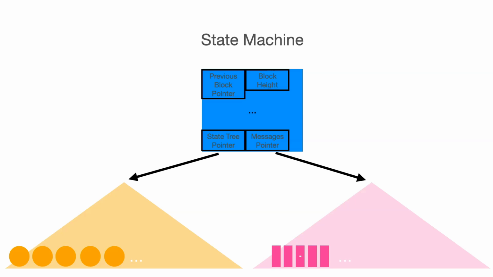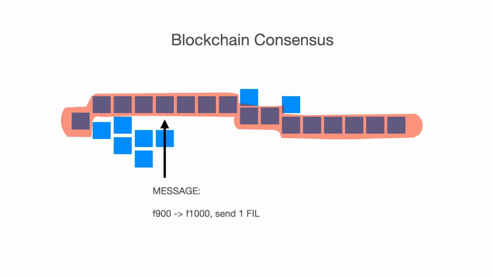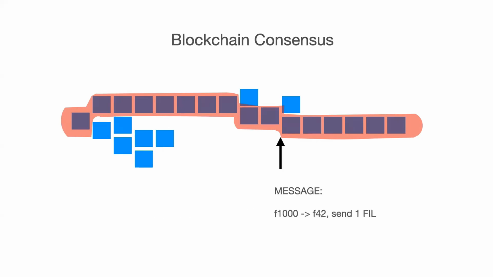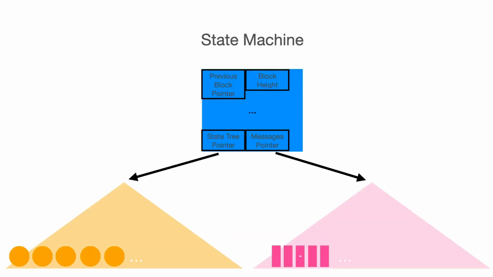And every block contains some amount of messages which transition the state from the state before the block to the state after the block. And if we go back to the payments example, each message is what is actually causing the transition of, like, let's send one Filecoin here, let's send one Filecoin here. And at the end, the new state is encoded somewhere in the state tree pointer among the actors.